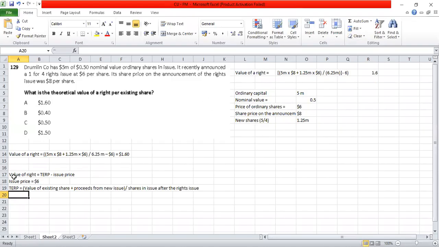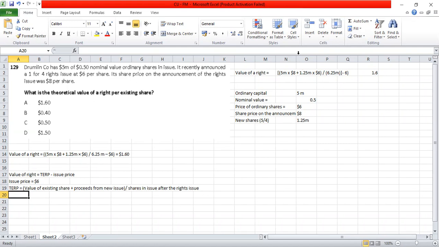So the formula I wrote here: value of right is equal to TERP minus issue price. Okay, issue price is $6. So TERP is calculated. TERP is the value of existing shares.